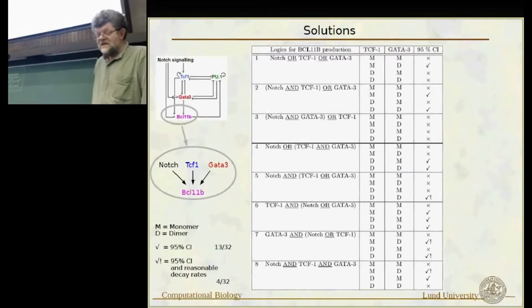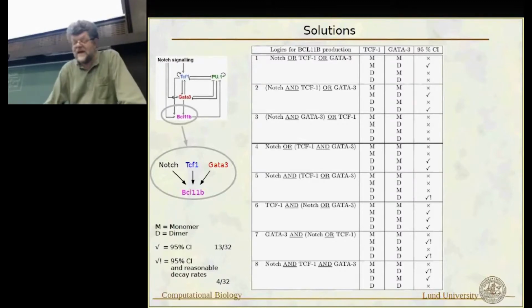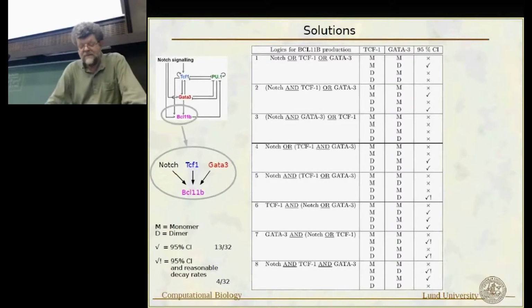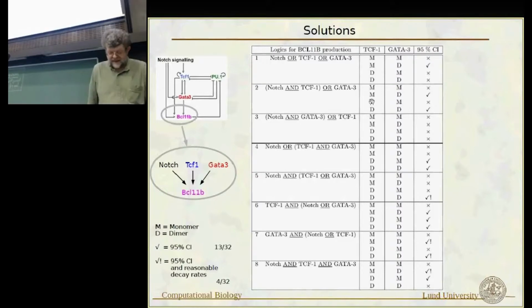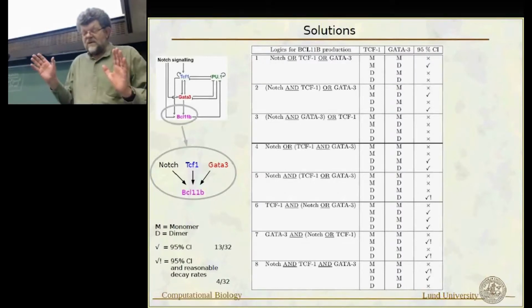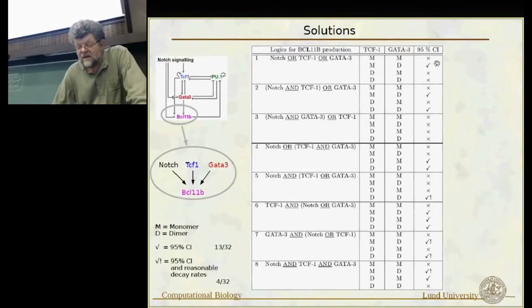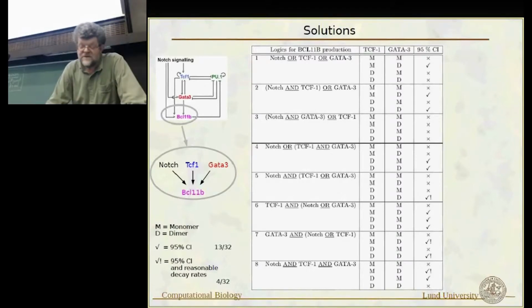Now what is this? I shouldn't have boring tables, but I have it. So here are the 8 different options, whether you have and, or, and so on and so forth for the different logics here. Then in addition, are TCF1 or GATA3 monomers, are they dimers, and so on. We used both Akaike index but also 95% confidence limit in evaluating the fits. And these things here mean that I survive 95% confidence.